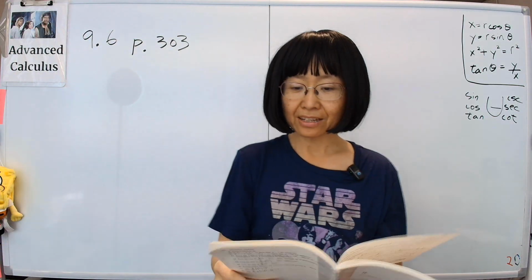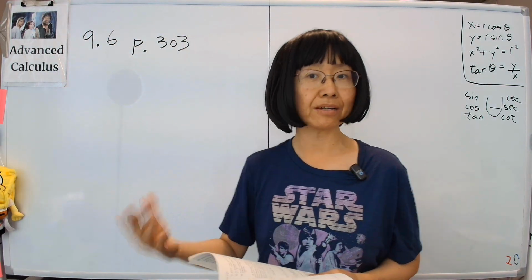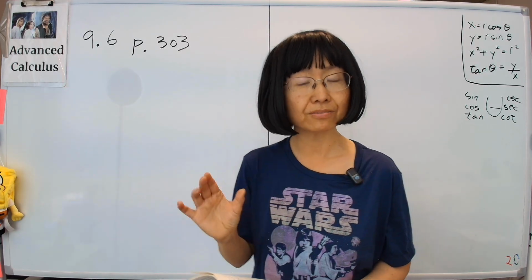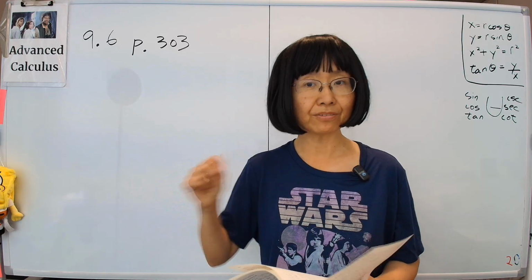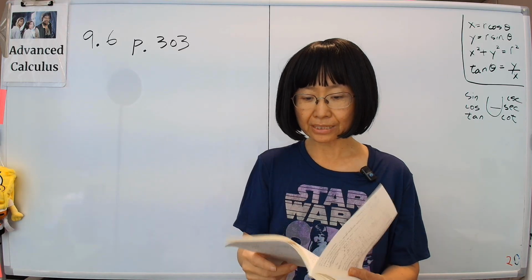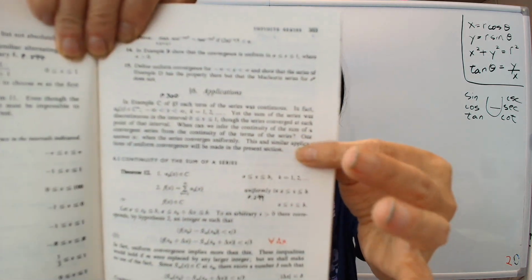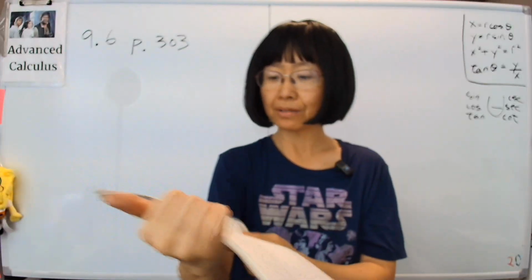And that raises an interesting point: when can we guarantee that a bunch of functions that are continuous on a closed interval will have a result where it converges to something continuous? And that's what we're going to talk about. So please read this introductory paragraph yourself, and then we'll move on to theorem 12.